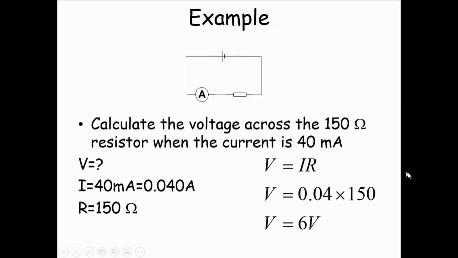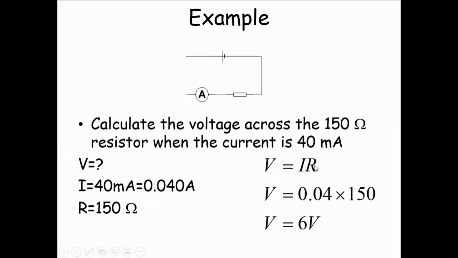So here's a wee example. Calculate the voltage across the 150 ohm resistor when the current is 40 mA, so that's milliamps. This is a nice question. So V is what we're being asked to work out, the voltage across the resistor. I is the current. The current is 40 milliamps or 0.040 amps. The resistance R is 150 ohms. So all the information's here. Now we can start to solve it.